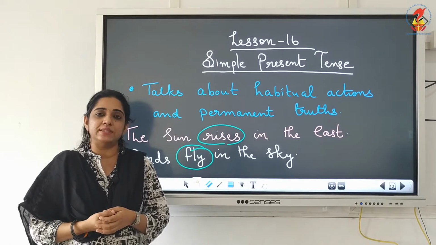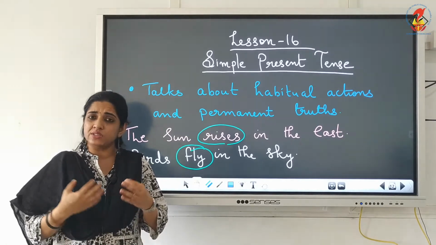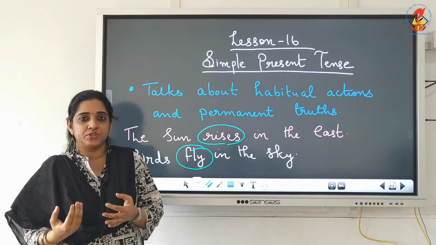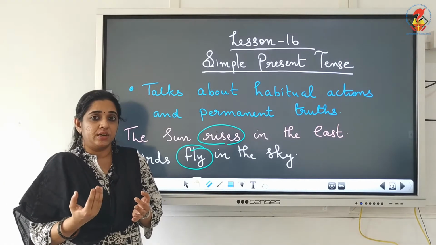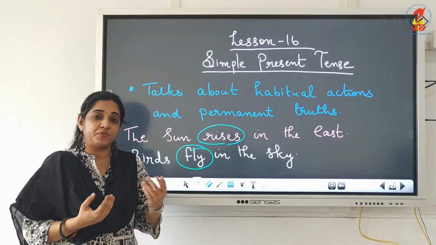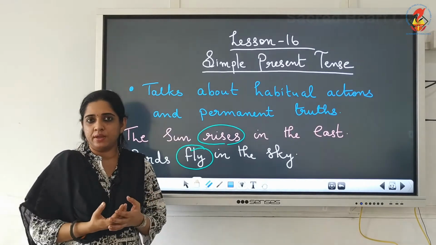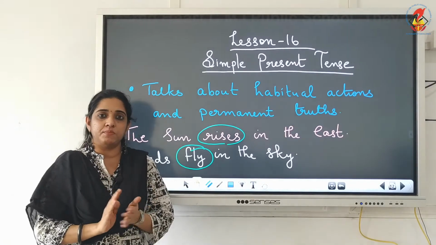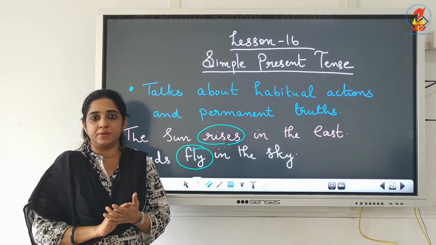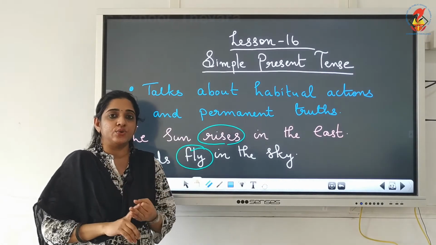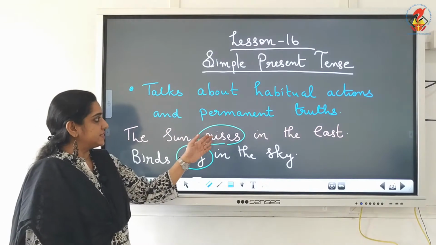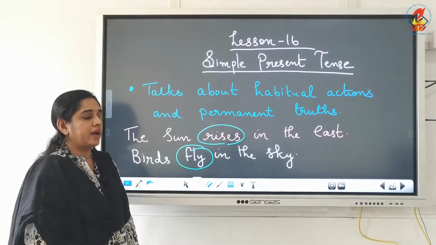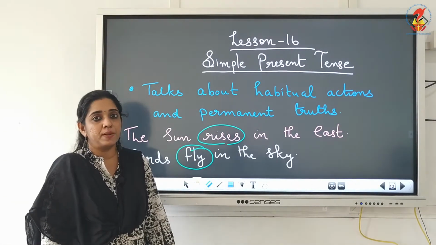Then universal truth means something which is controlled by God, or something which is happening every time, like the sun rises in the east, the sun sets in the west, fish swim, birds fly. All these are universal truths, isn't it? Something which is happening and which is under the control of God. That is universal truth. So all these types of things come under simple present tense. What is that? Habitual action and universal truth. See, the sun rises in the east, birds fly in the sky. The verbs rises and fly are used in the context of simple present tense.